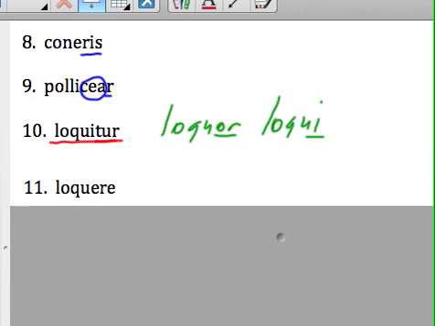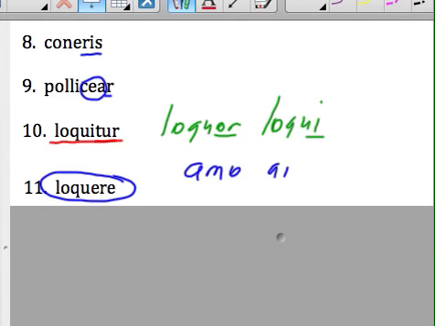Okay, number 11. Loquora. What the heck is that? That looks to me like that should be the second principal part of a verb. Okay? Like for example, if I had amo amare, loquora looks just like an amare form. Here's the trick, and this is something most people will have forgotten because it's really rare.